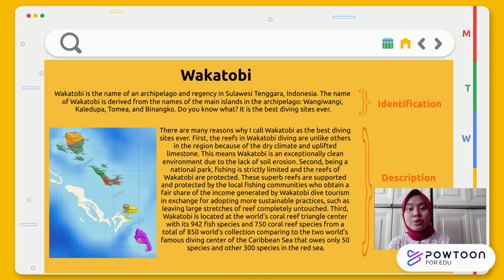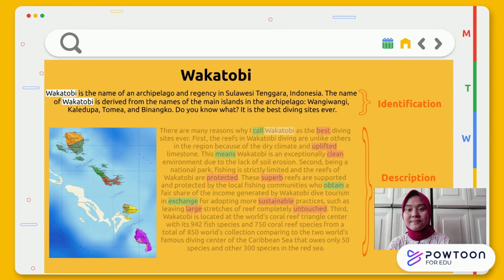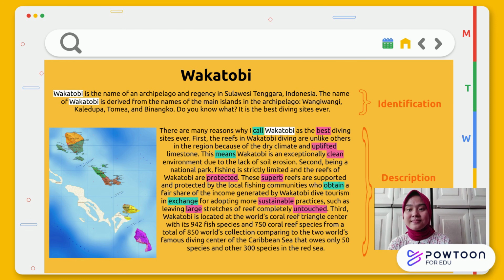Now, everyone, please use the annotate feature in the meeting and then underline the adjectives and action verbs in the text. Okay, good. Thank you, everyone. Last, the language feature that needs to be contained is the use of simple present tense. Alright, everyone. Before we go to the next activity, do you have any question? If there is no question, let's move to the next activity.